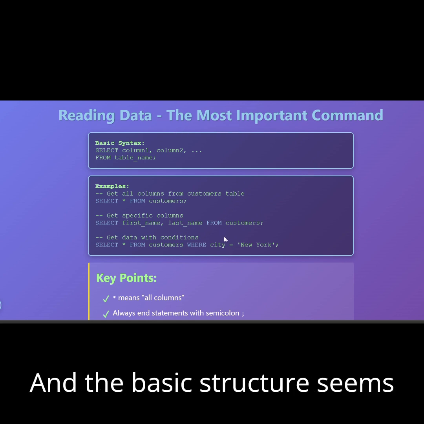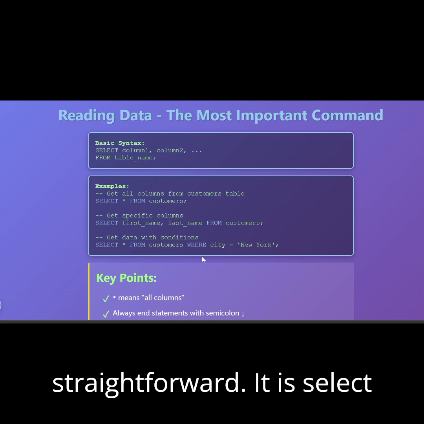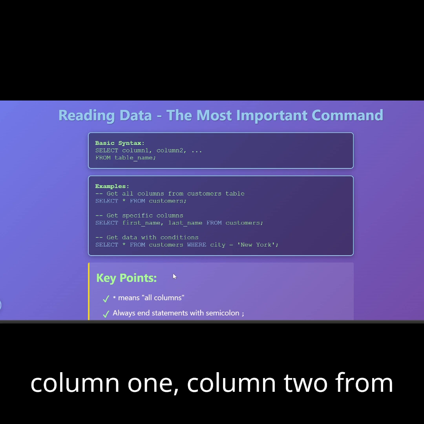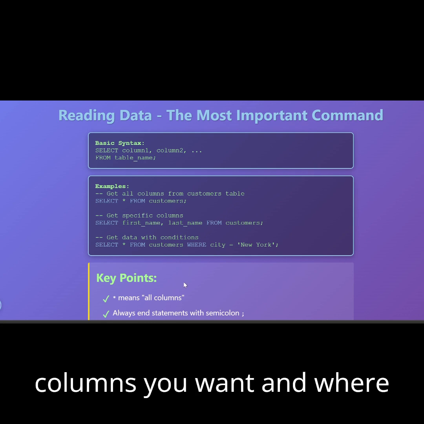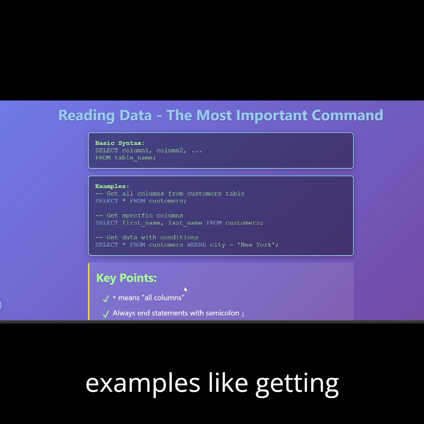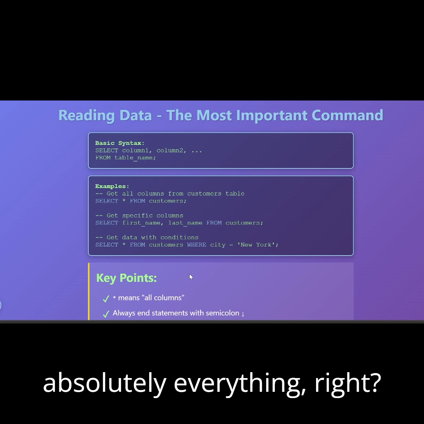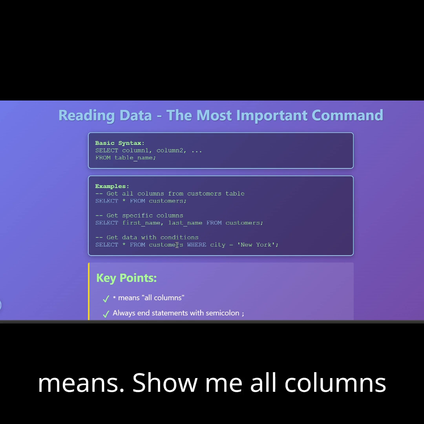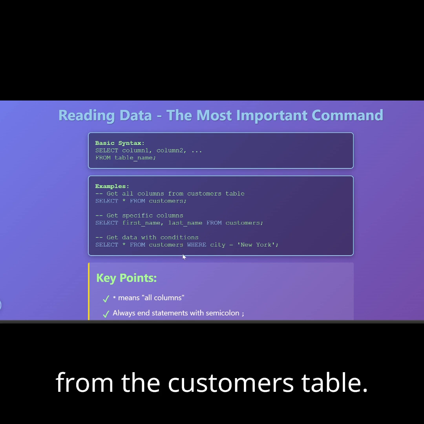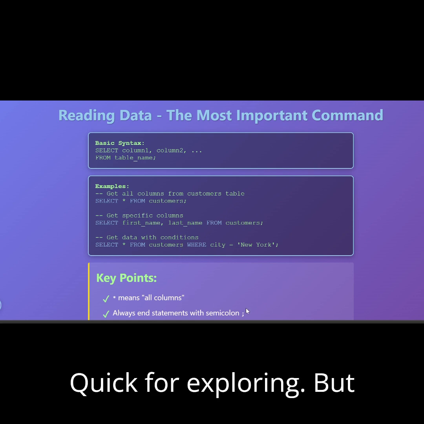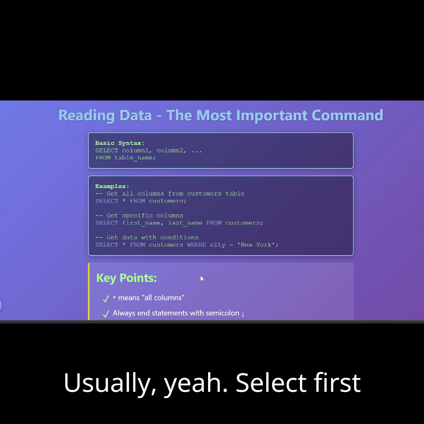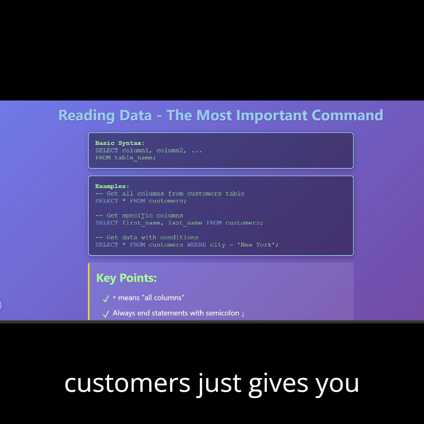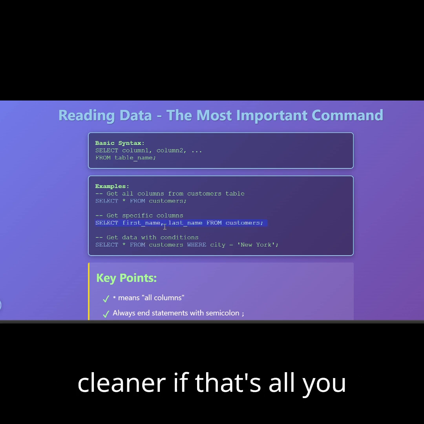And the basic structure seems straightforward. It is. Select column 1, column 2 from table name. You say what columns you want and where they are. The source had examples like getting absolutely everything. Right, using the asterisk, select star from customers just means show me all columns from the customers table. Quick for exploring. But usually you want specifics. Usually, yeah. Select first name, last name from customers just gives you those 2 columns. Much cleaner if that's all you need.